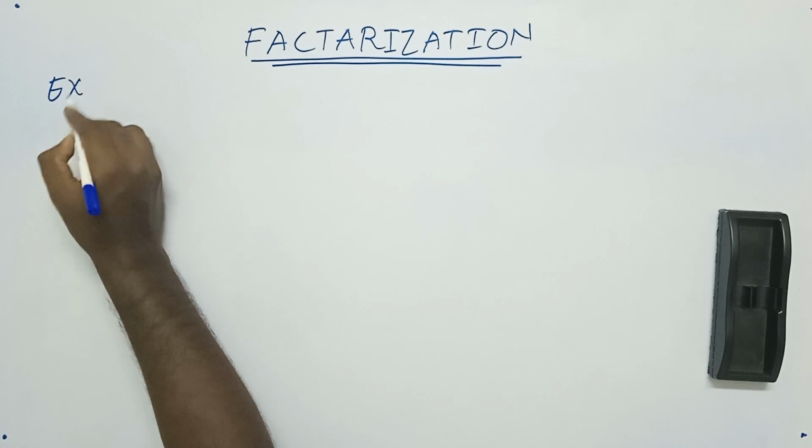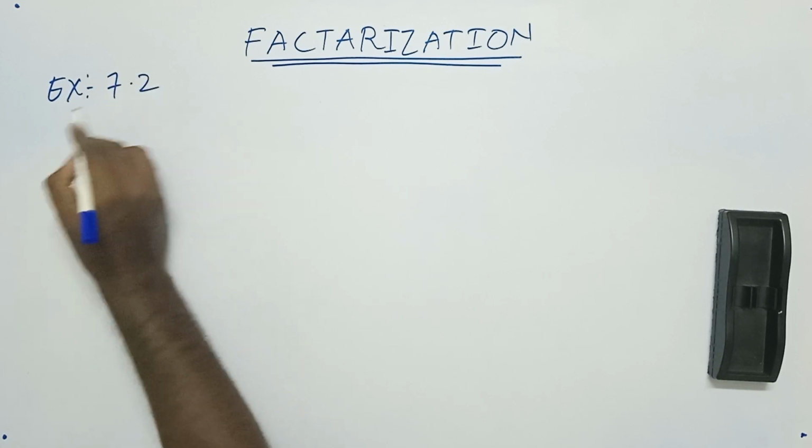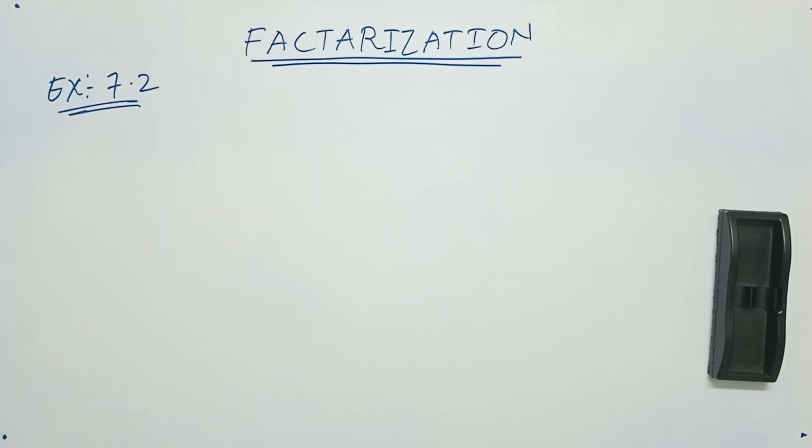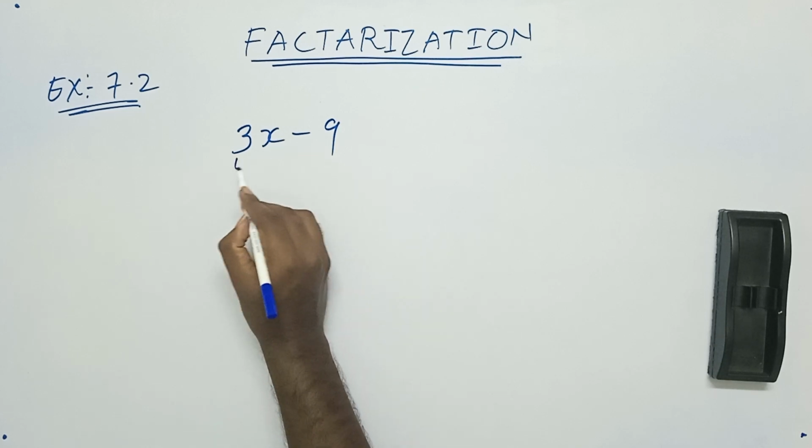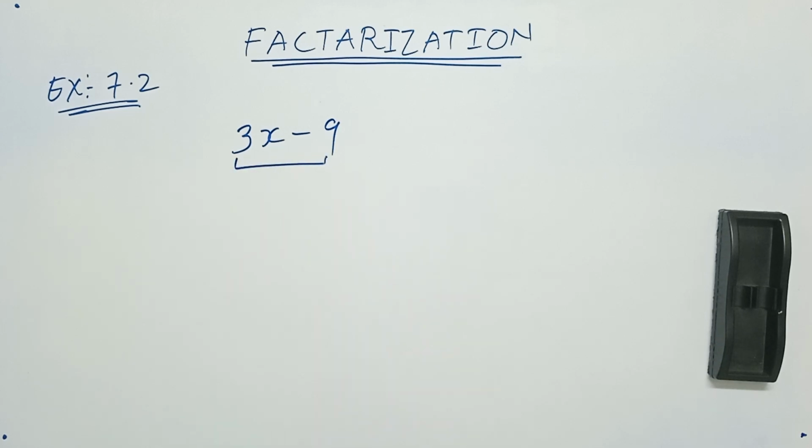Now we are going to solve that exercise, exercise 7.2, class 8 factorization chapter. Our first problem is 3x minus 9. We are going to factorize this expression. So how can we factorize this expression?